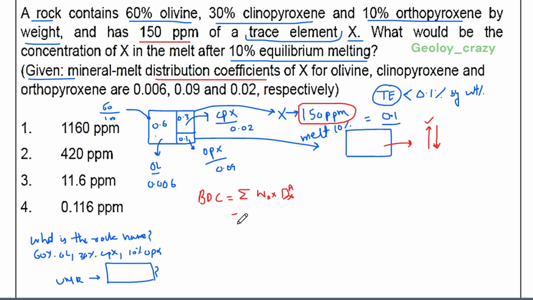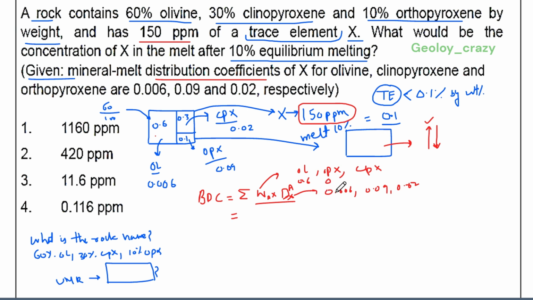W is the weight fraction of the mineral. A means olivine, OPX, CPX. And the distribution coefficient values given to us are 0.06, 0.09, 0.02. We know that olivine is 0.06.